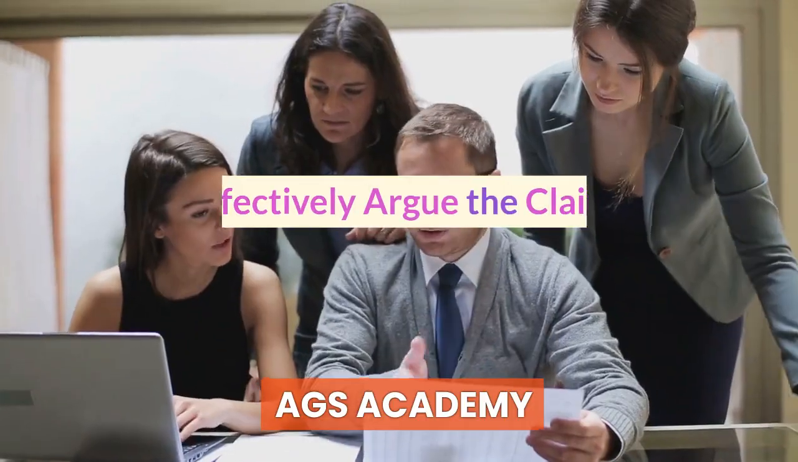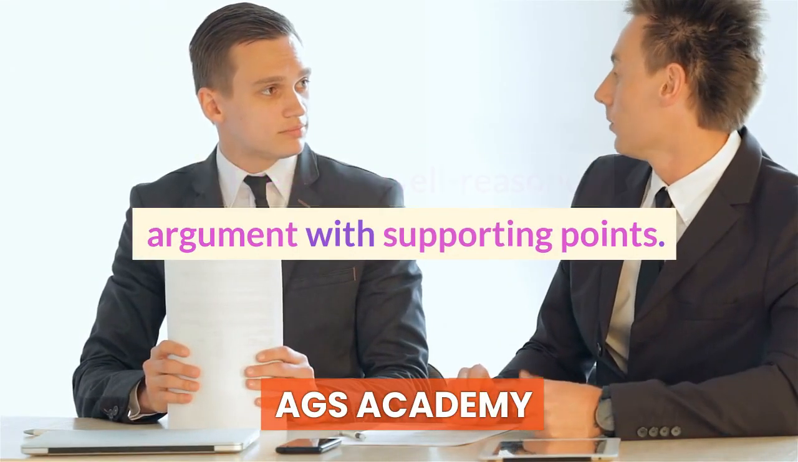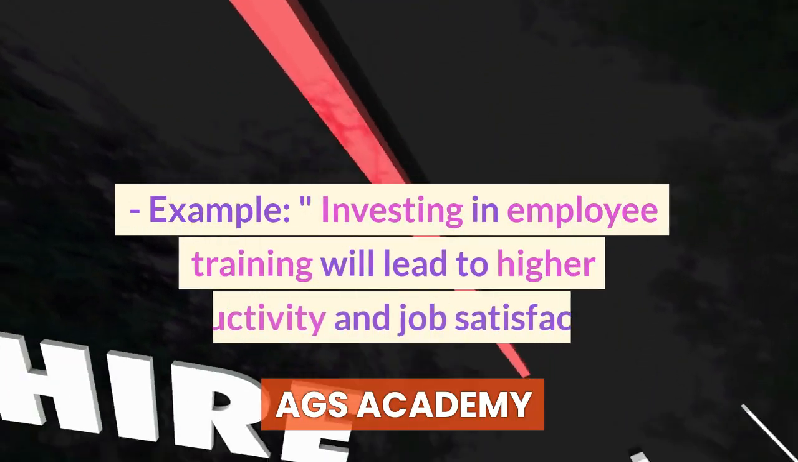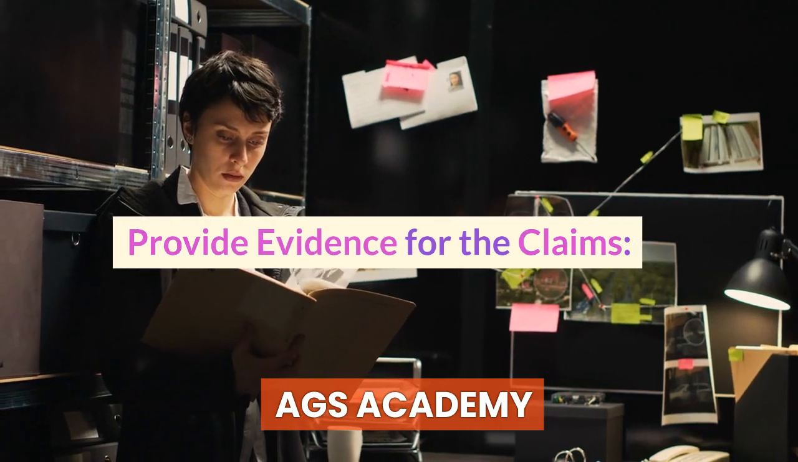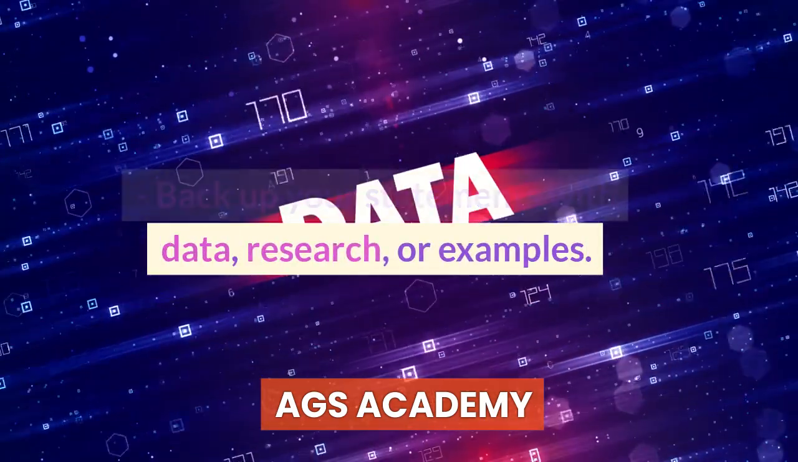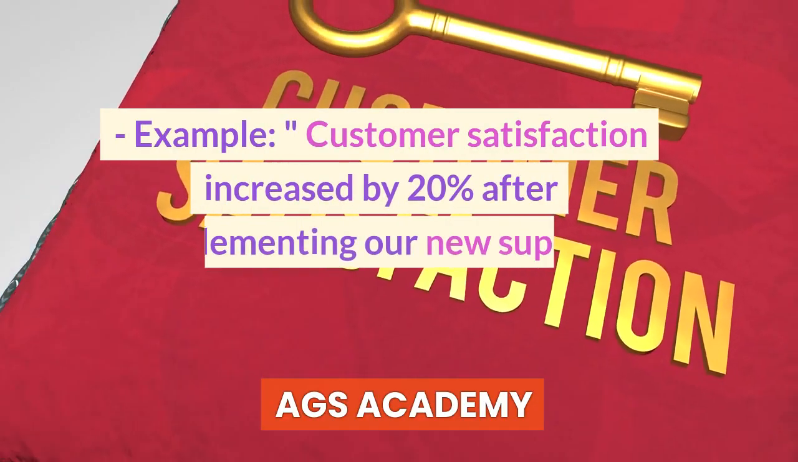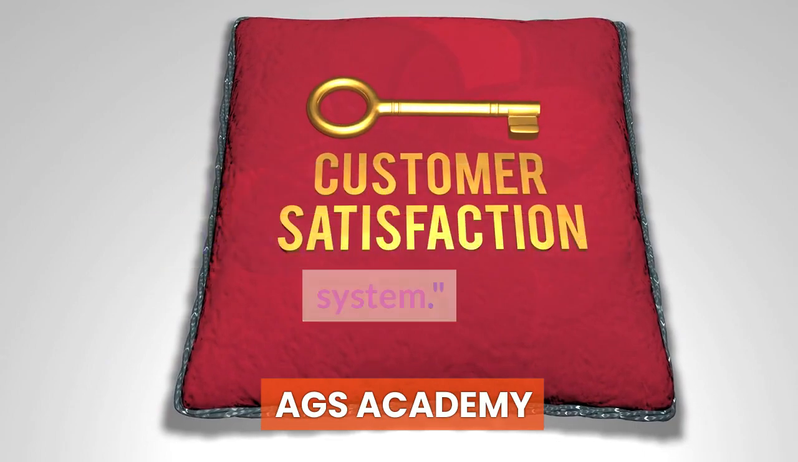7. Effectively argue the claim. Present a well-reasoned argument with supporting points. Example: investing in employee training will lead to higher productivity and job satisfaction. 8. Provide evidence for the claims. Back up your statements with data, research, or examples. Example: customer satisfaction increased by 20% after implementing our new support system.